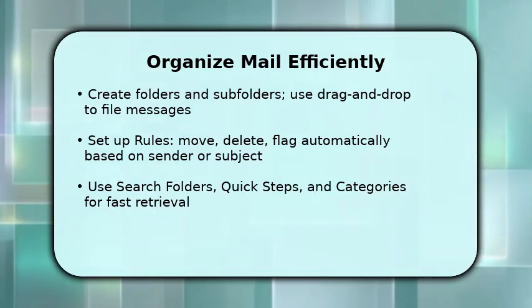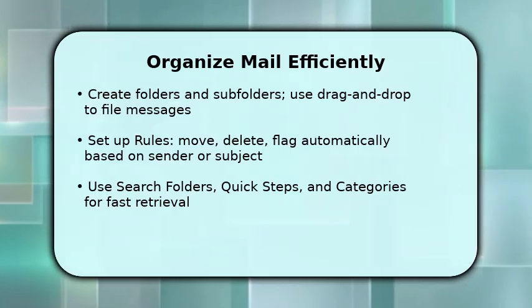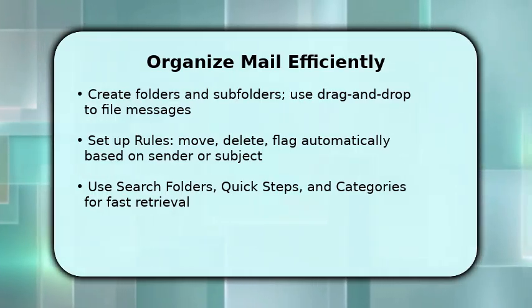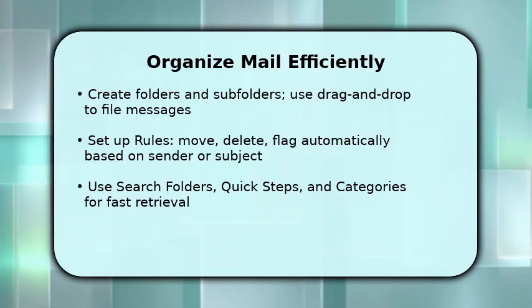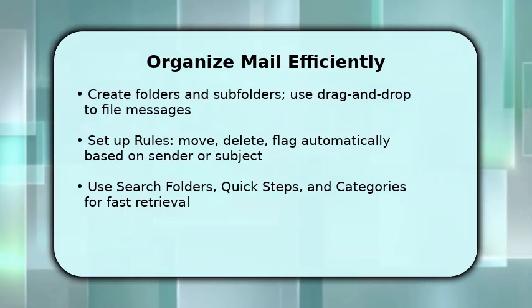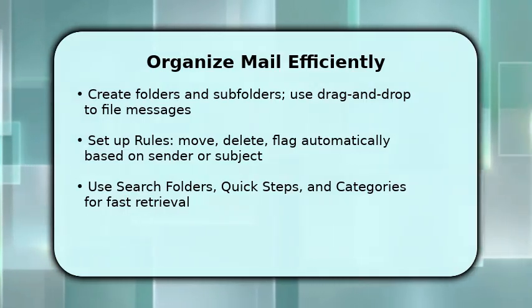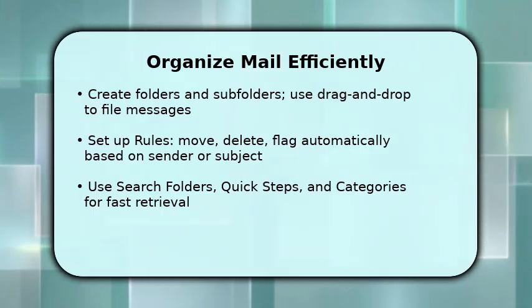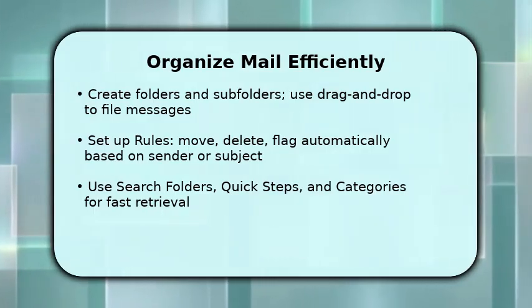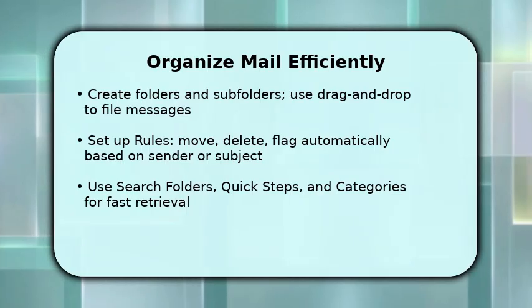Then open rules to automate sorting: move newsletters to a folder, flag invoices, or delete junk as it arrives. Use search folders for saved queries and quick steps to apply multi-step actions with one click. Finally, tag messages with categories to group related items across folders.